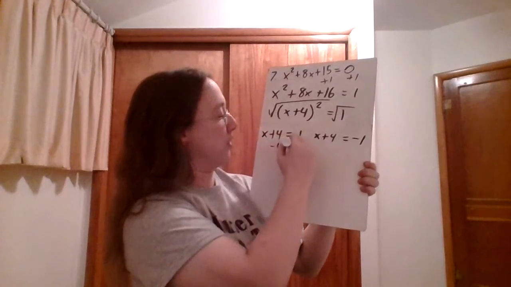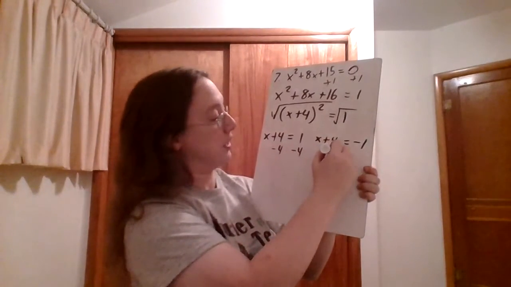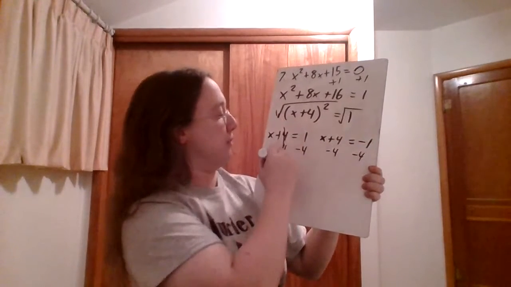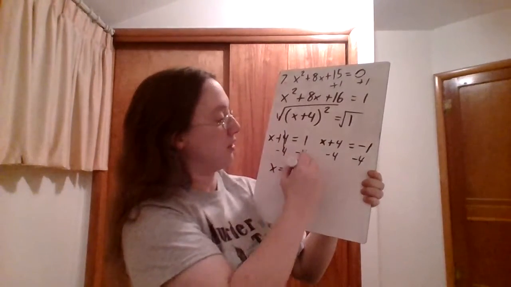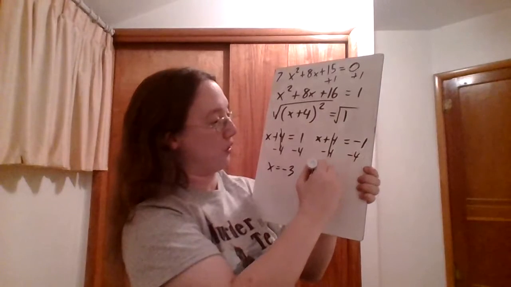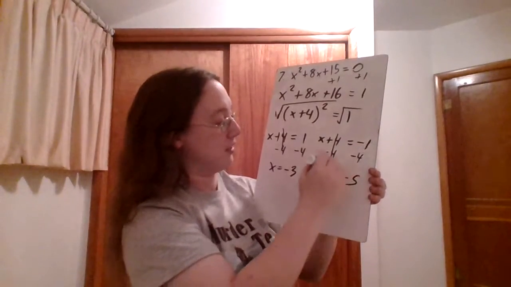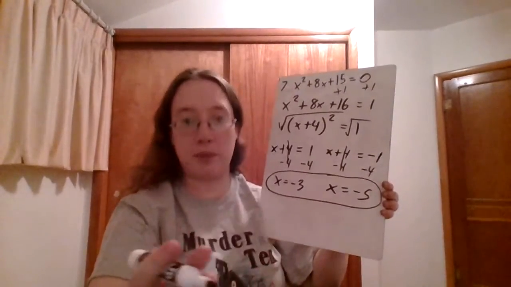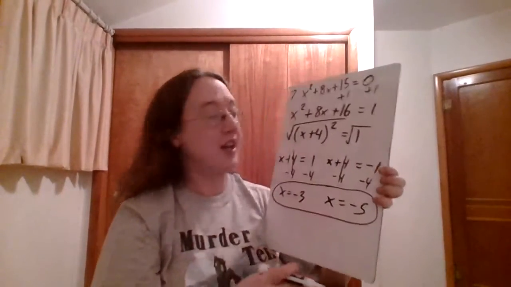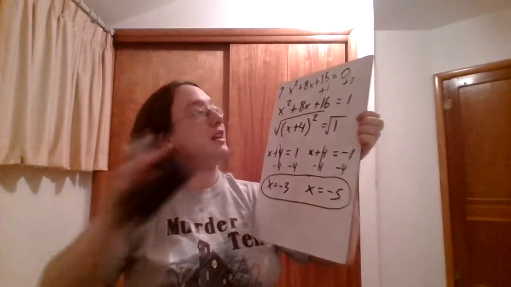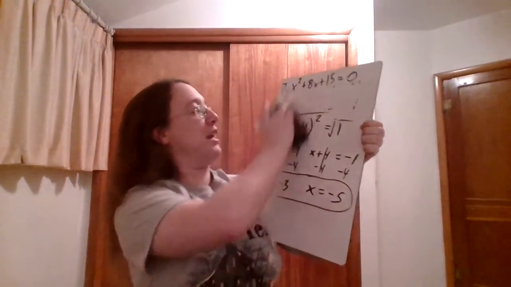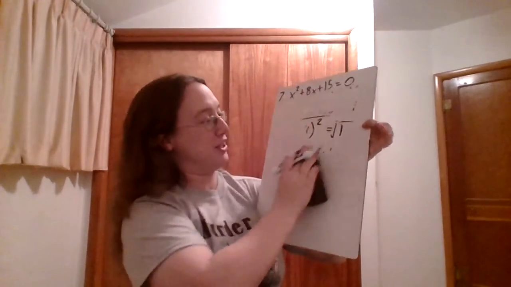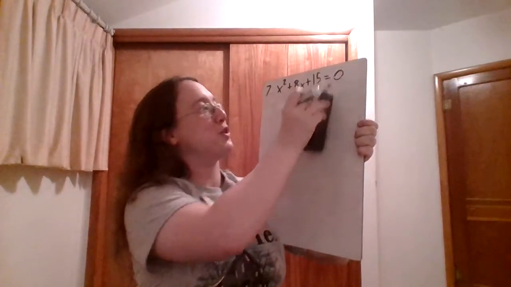And then we're subtracting 4. And we're subtracting 4. 1 minus 4 is negative 3. Negative 1 minus 4 is negative 5. Cool. So that's completing the square. That's another thing you could do. The last thing you could do is you could quadratic formula this. And if you don't already have the quadratic formula written down in like 5 different places, you're probably going to want to write it down again.